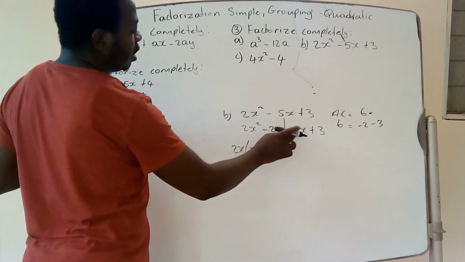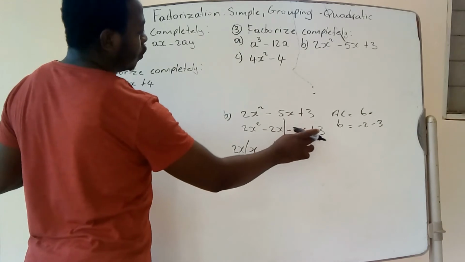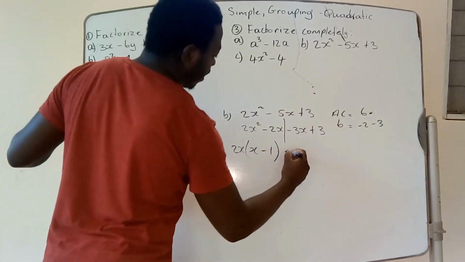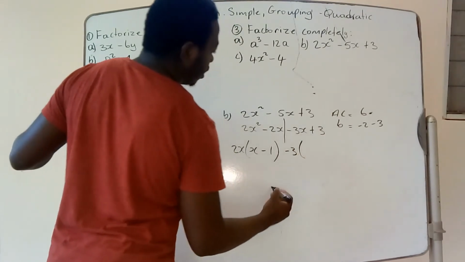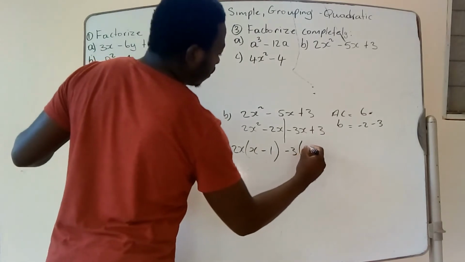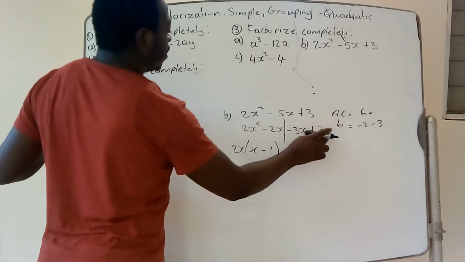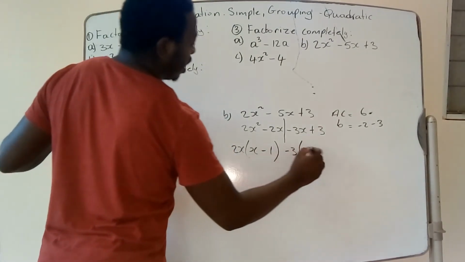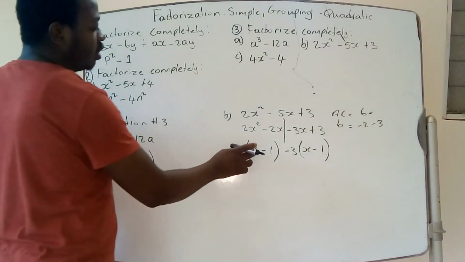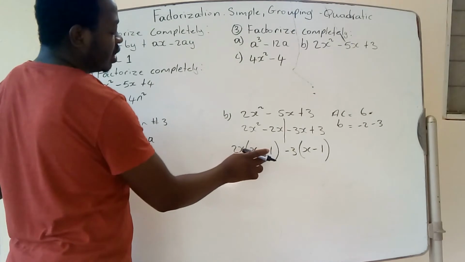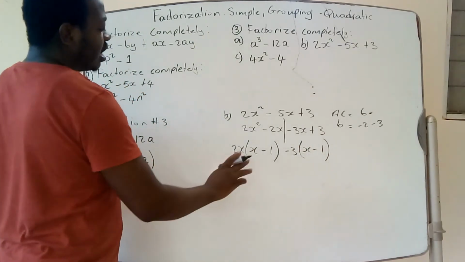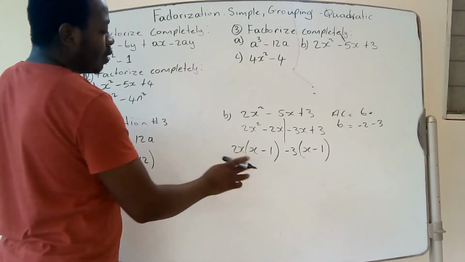Here we have minus 3x and a plus 3. 3 is common, that means we can factor out a minus 3. Minus 3x divided by minus 3 leaves us with x. Positive 3 divided by a negative 3 leaves us with minus 1. Note here that we have x minus 1 in this bracket and we also have x minus 1 in that bracket. That is an indication that we are on the right track.